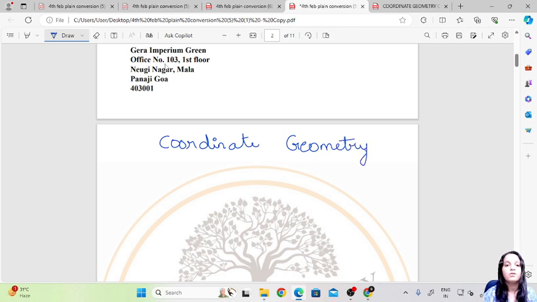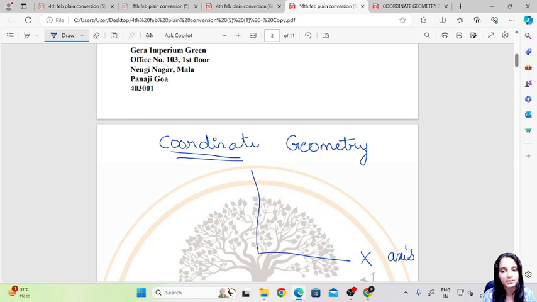Okay, now coordinate means the coordinates, the points, and geometry means their lines, whatever shapes they are making. So in the lower classes, in class 8, you must have learned what is x-axis and what is y-axis. Only that, this much only.